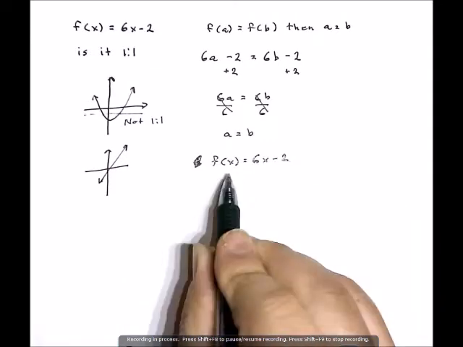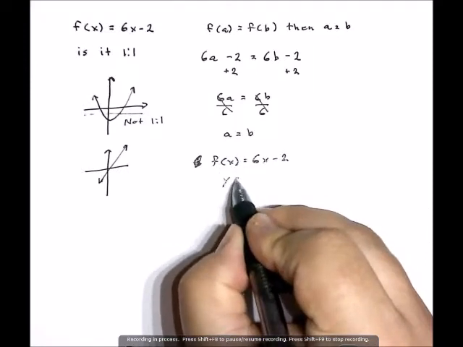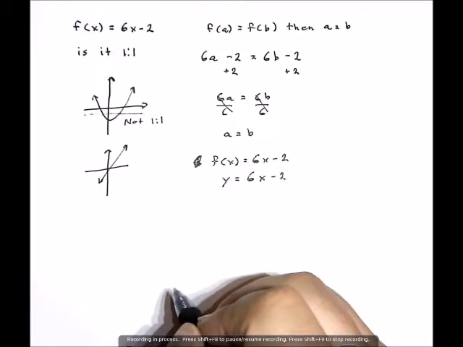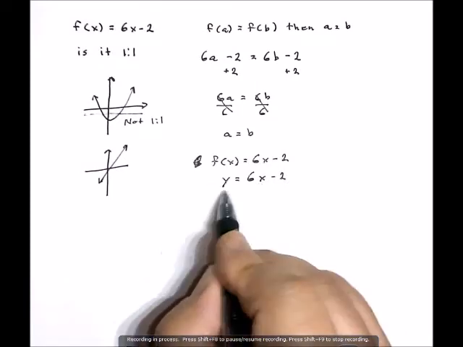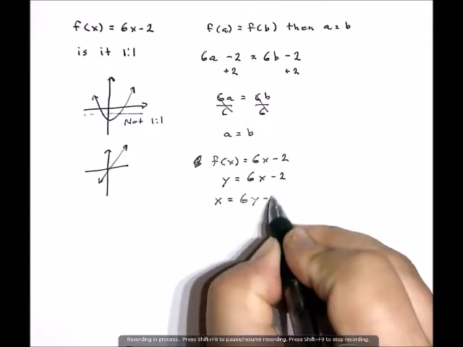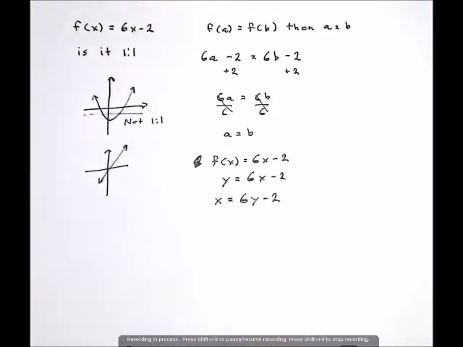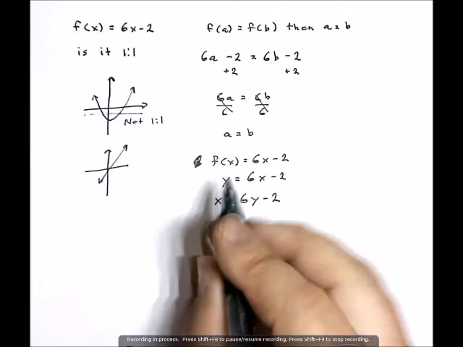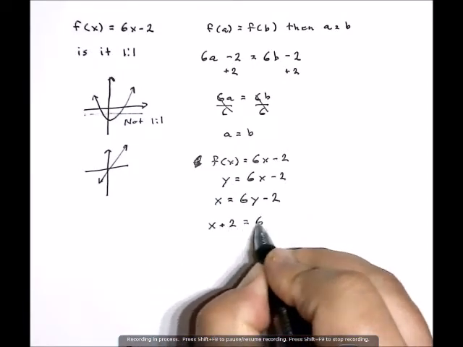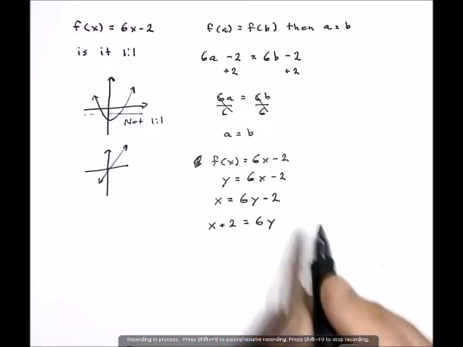The first thing you do is replace the f of x with a y. Second thing you do is swap the x's and y's. And then you solve for y. So I'm going to bring this 2 over and change its sign. And then I'm going to divide by the 6.